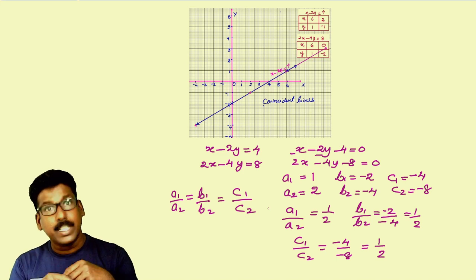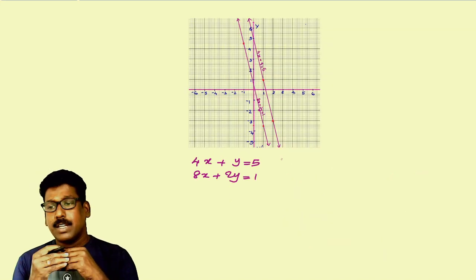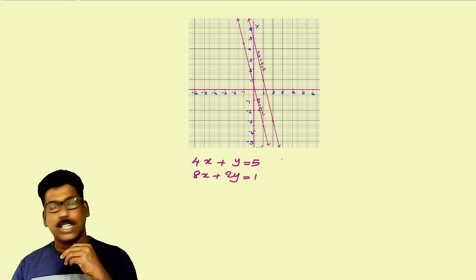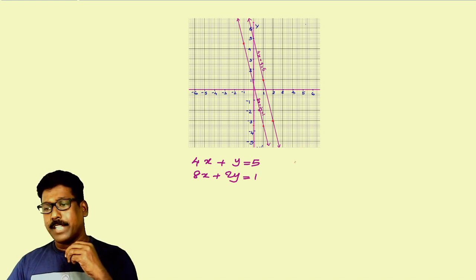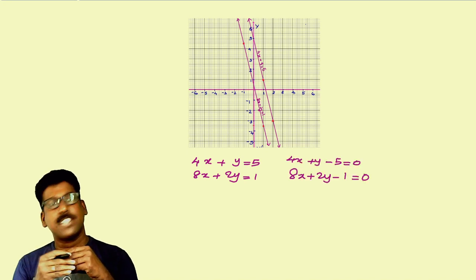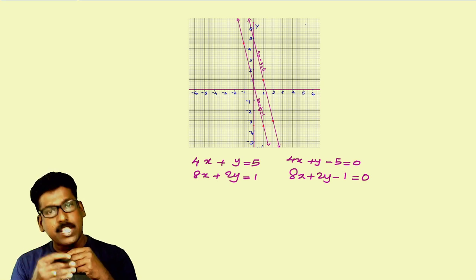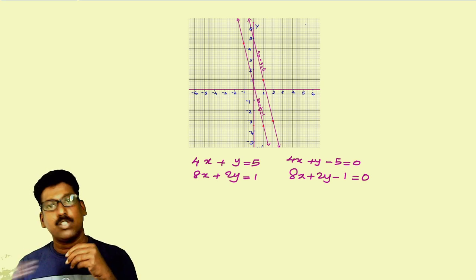Now let us look at the third case. Here is the graph of 4x plus y is equal to 5 and 8x plus 2y is equal to 1. Now let me write it into standard form. We can write these equations in standard form as 4x plus y minus 5 is equal to 0 and 8x plus 2y minus 1 is equal to 0.